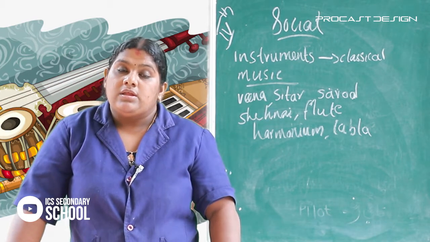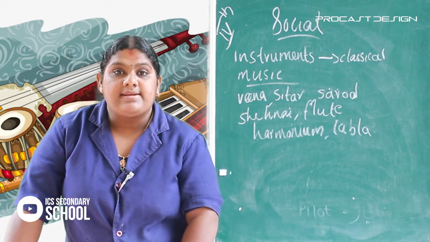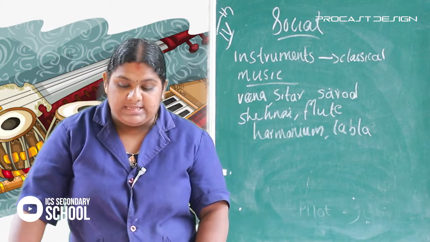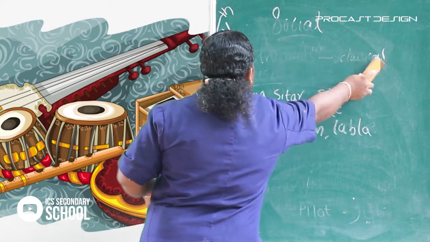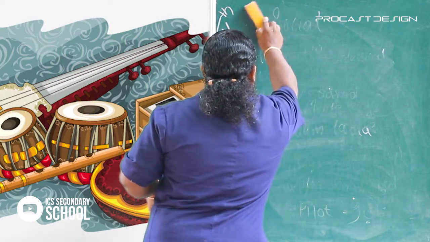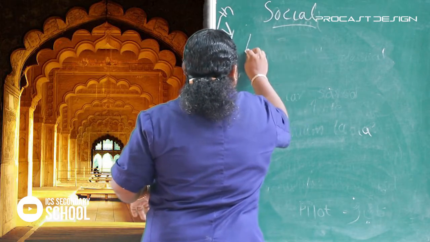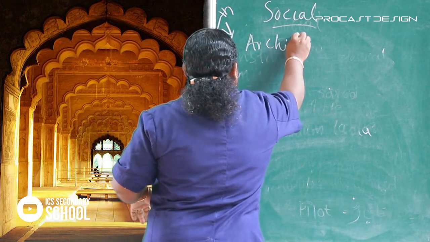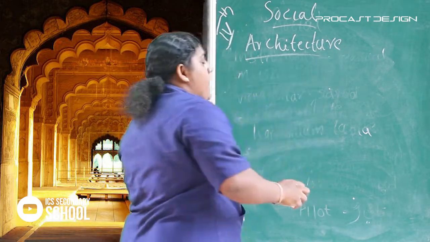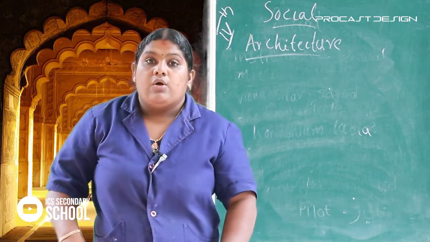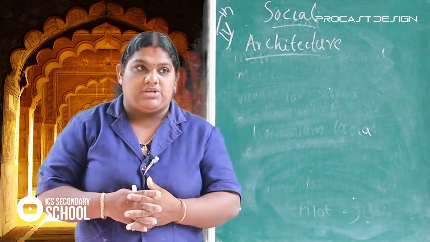Okay. Next we study about architecture in India. Architecture in India. All of you listen here. All of you take your textbook, page number 158. Here you can see architecture.